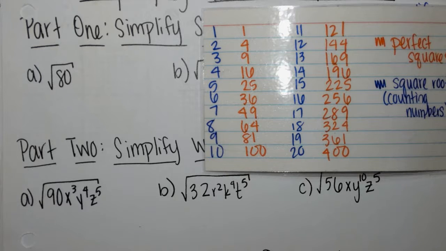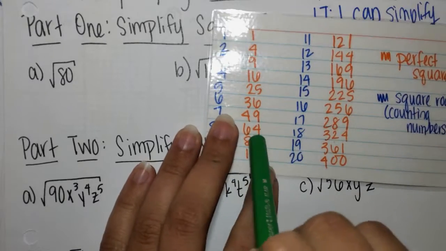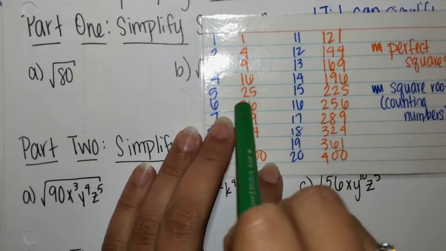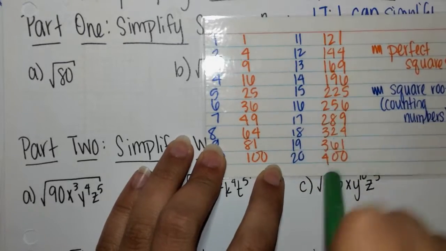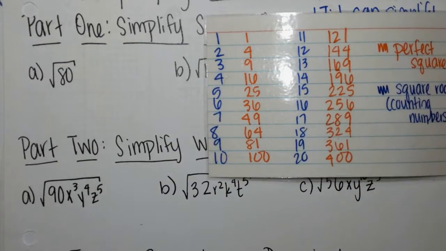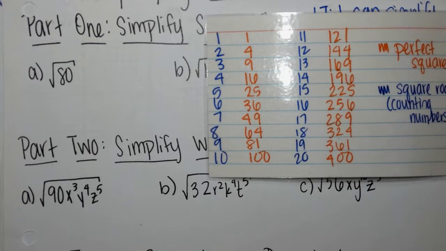10. That's not a perfect square. For the love of all things good and holy, look at the orange card, orange numbers. Those are perfect squares. And 64 does not go into 80. 4.